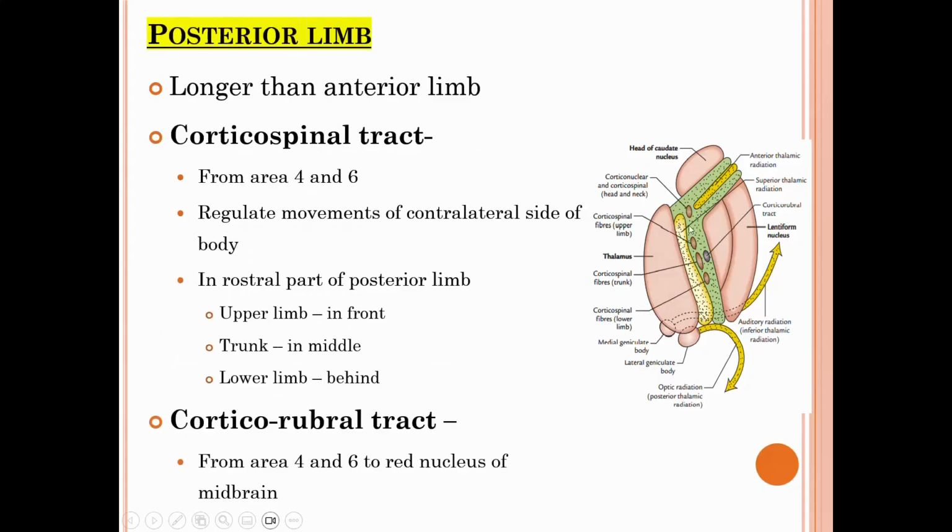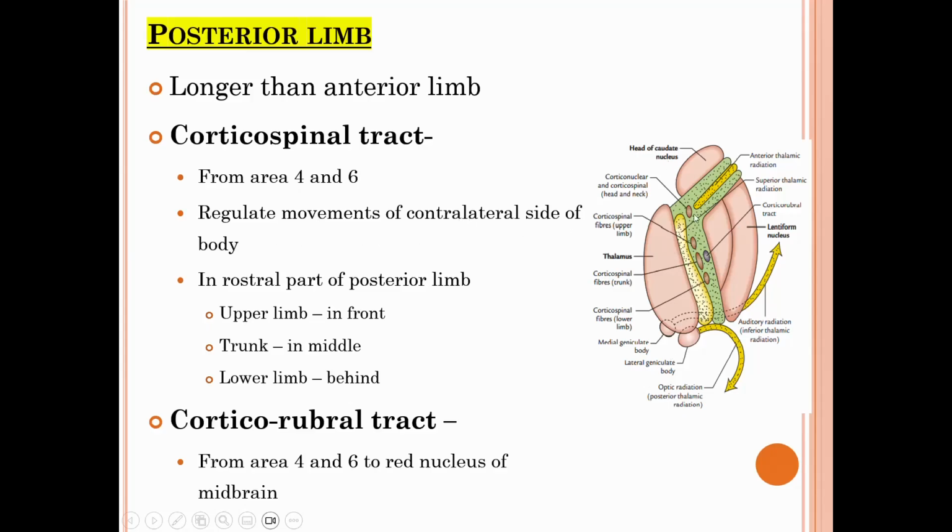Then there is the posterior limb. In the posterior limb, as we know, the posterior limb is longer than the anterior limb. So here are the fibers of the corticospinal tract, from areas 4 and 6, and they regulate movement of the contralateral side of the body.